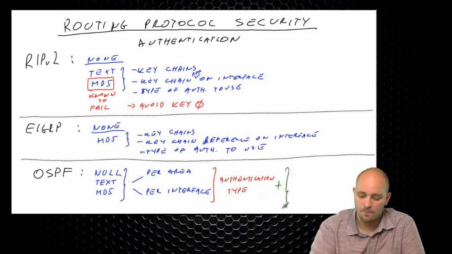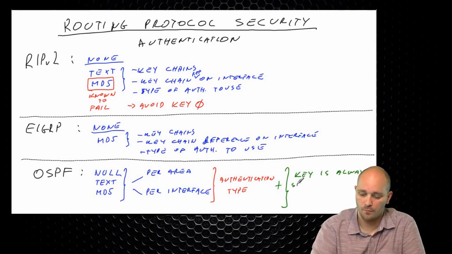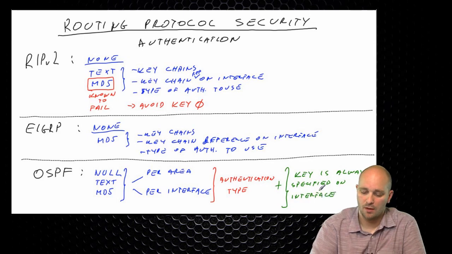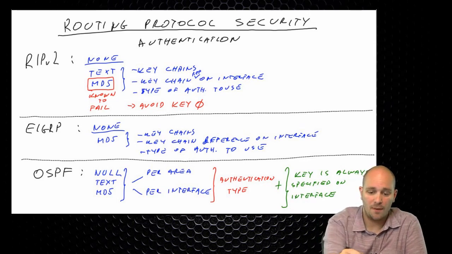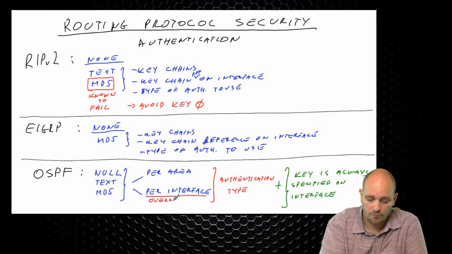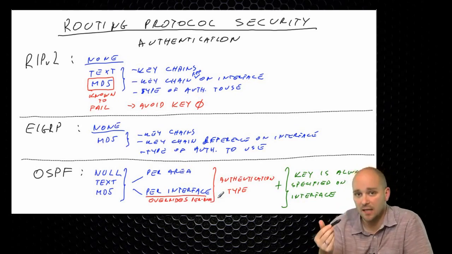And the key is always specified on the interface. So you can specify the authentication type per area or per interface, where basically per interface will override per area, but you cannot specify the authentication key per area. You can only specify it on an interface.